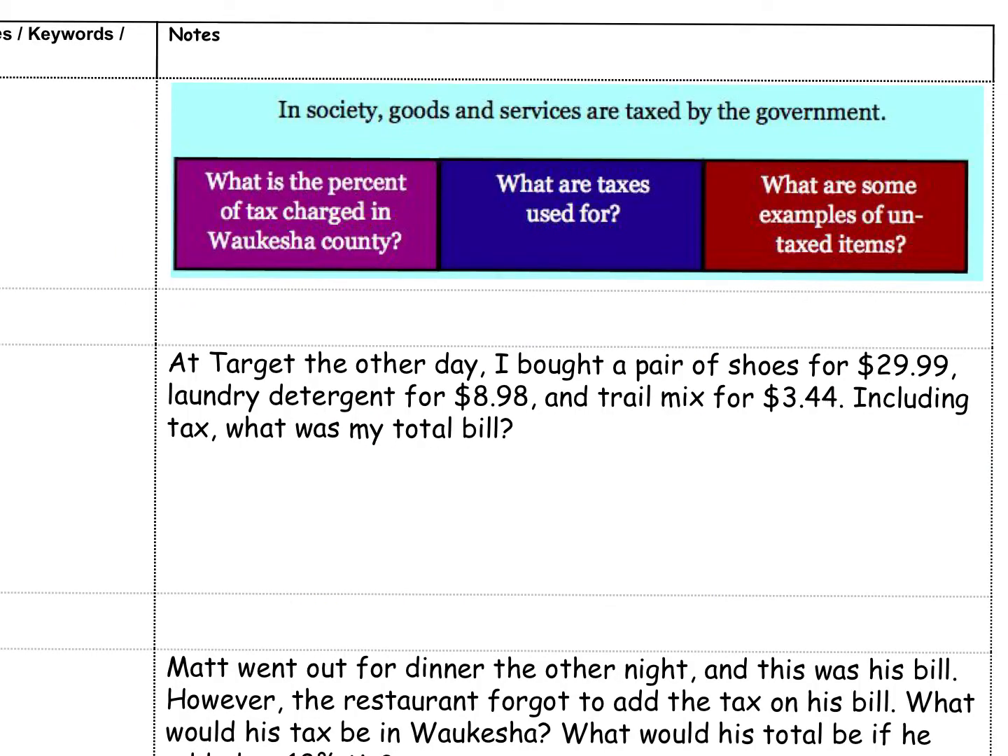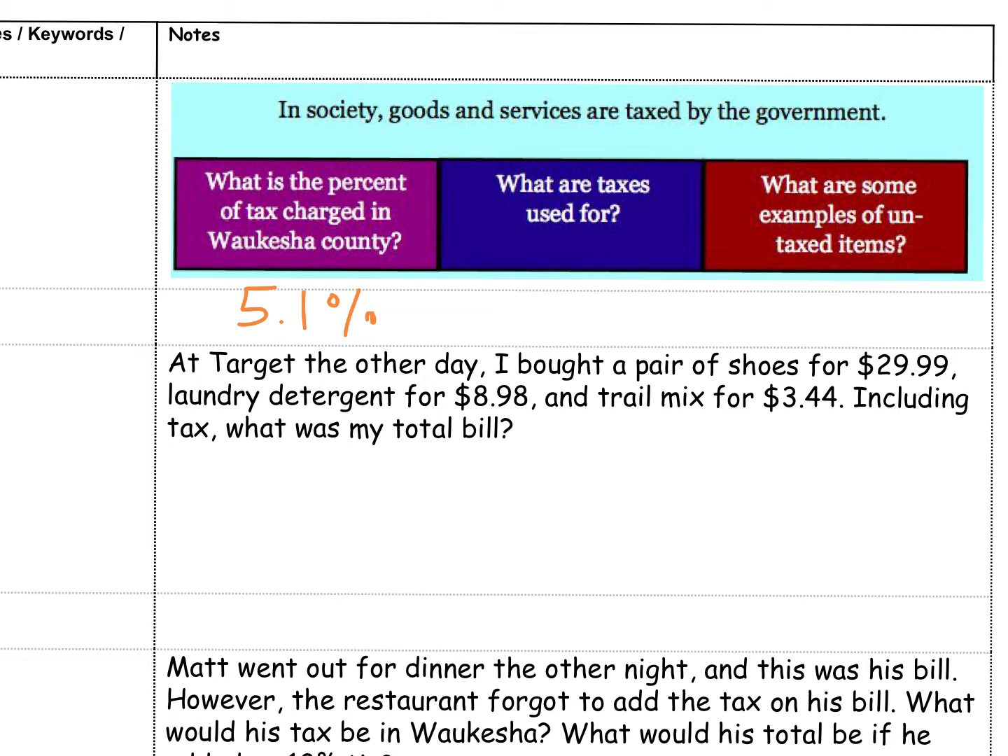So in everyday society, anytime you go to the store, certain things are taxed. Almost everything is taxed except for essential food items. So that's like your bread, dairy, meat, cheese. That's all tax-free, except if you buy like candy and chips and ice cream, that's not essential. They're going to charge you tax on that kind of food. So when we think about the tax in Waukesha County, where we live, our current tax rate is 5.1%. The state of Wisconsin has a tax of 5%, and then Waukesha County adds a 0.1% tax.